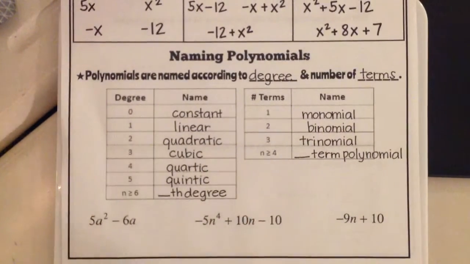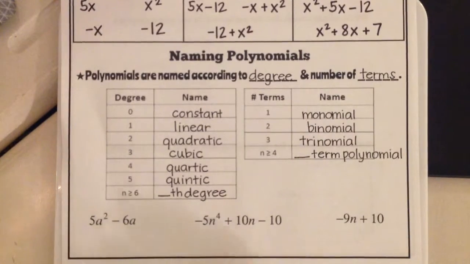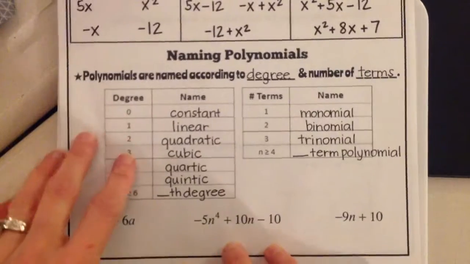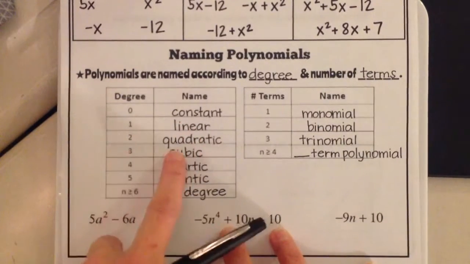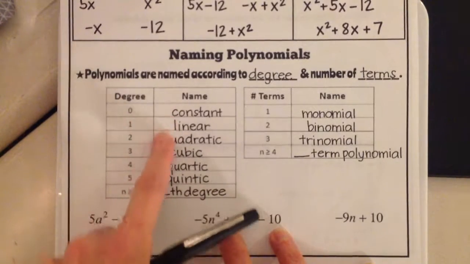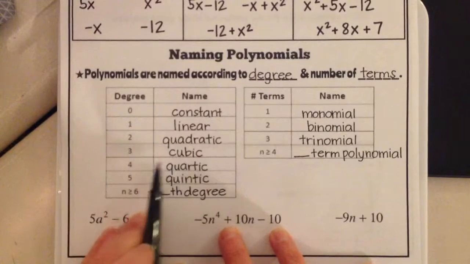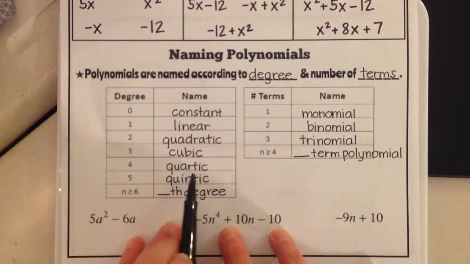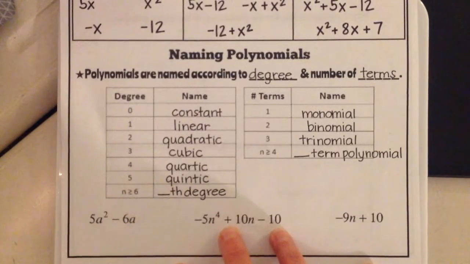So we're going to touch briefly on this. Polynomials are named according to their degree and their number of terms. So for a degree, they have specific names. If the degree is 0, it's a constant. A degree of 1 is linear. A degree 2 is a quadratic. This is the highest degree that we will learn to solve in Algebra 1. But you do have a degree of 3, cubic. A degree of 4 is called a quartic, kind of like a quartet. 5 would be quintic, kind of like quintuplets.